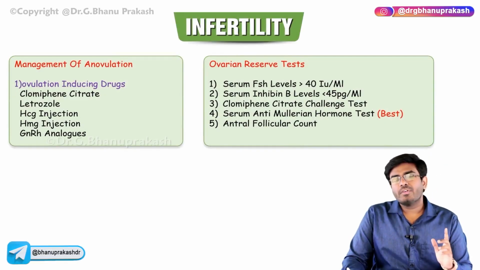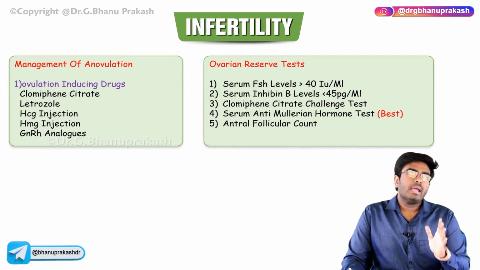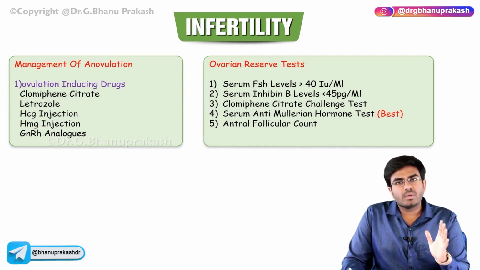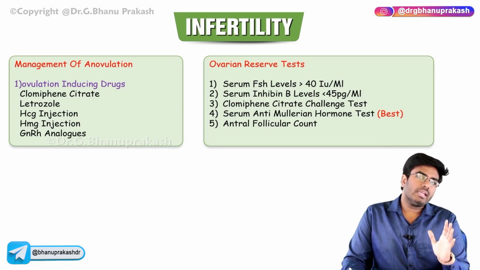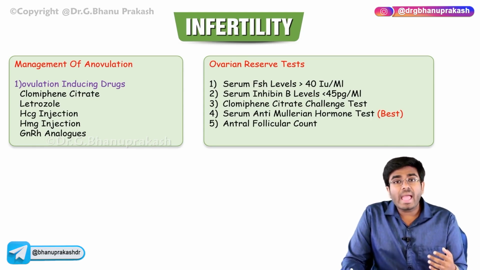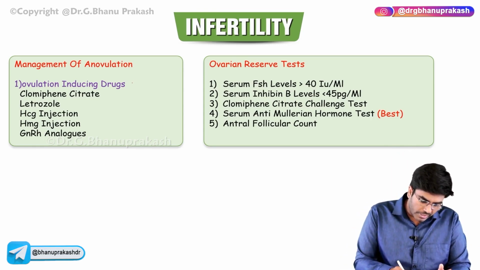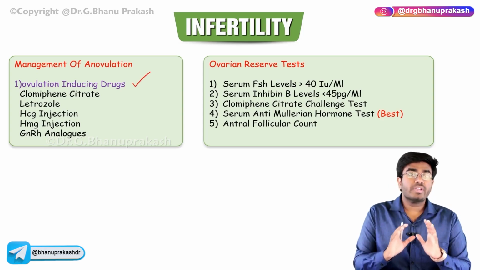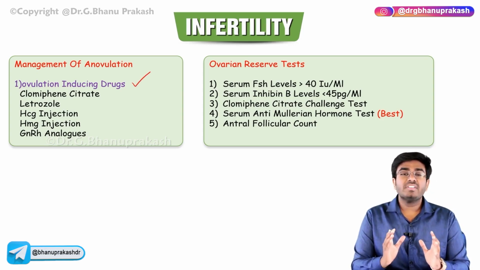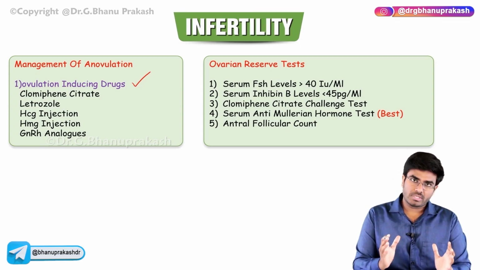Welcome back guys. Now in the first part of the video we have completed the ovarian causes of infertility, and there we have clearly seen that anovulatory conditions are the most common causes of infertility. We have also seen what is the management of the anovulatory conditions. How do we manage? By giving ovulation inducing drugs, and we have also seen what are the tests which are done to know whether the female is having any premature menopause.